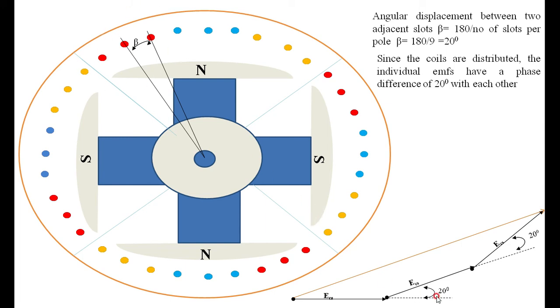This is how you get the total induced voltage in the distributed winding. If it is a concentrated winding, you straight away get 3 times ECS. But in the case of distributed winding, you do not get the sum of all the 3 voltages. It is a vector sum of the voltages spread over the different slots under each pole.